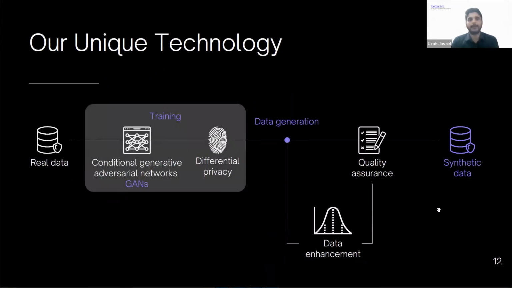So at BetterData, we combine generative models with privacy-preserving techniques. On screen here, you see GANs, mainly generative adversarial networks with differential privacy. This is the subset of techniques that we use to train our AI models. When we talk about GANs, it comprises an architecture of two networks, both of them using a deep learning model. One of them is called a generator, the other one is called a discriminator.